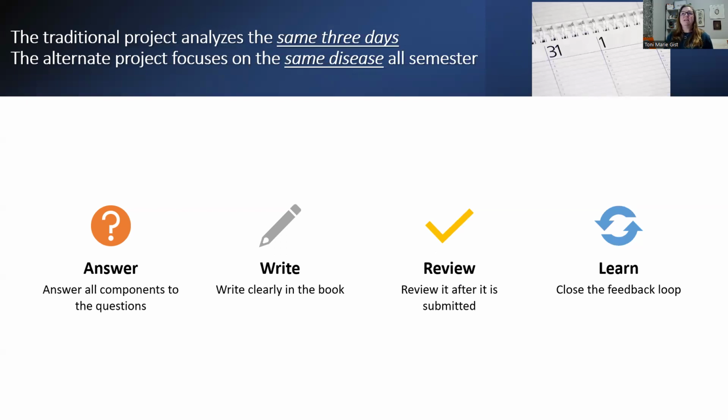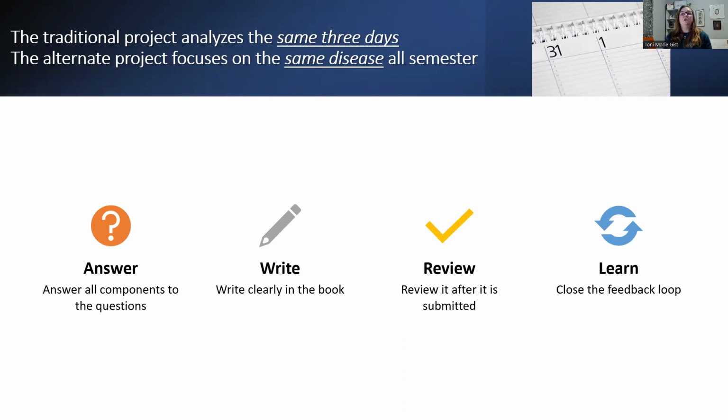So the traditional project analyzes the same 3 days throughout the whole entire semester. You do not have to track more than 3 days, but you will be interacting with MyFitnessPal throughout the semester to answer questions. The alternate project focuses on the same disease all semester. So people in the past have decided to look at a variety of diseases like type 2 diabetes, atherosclerotic plaque in the heart, and other things that nutrition has an impact on.